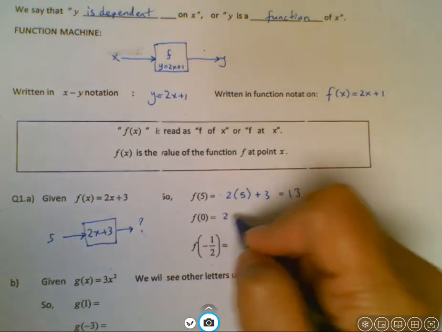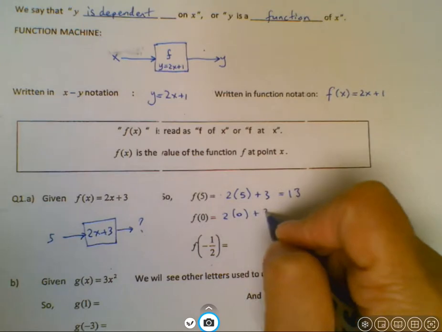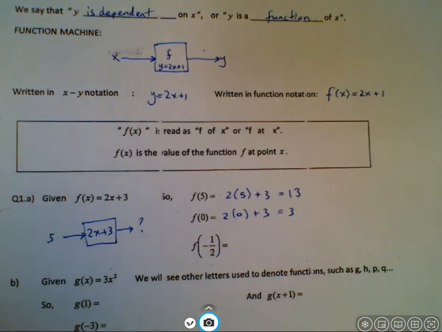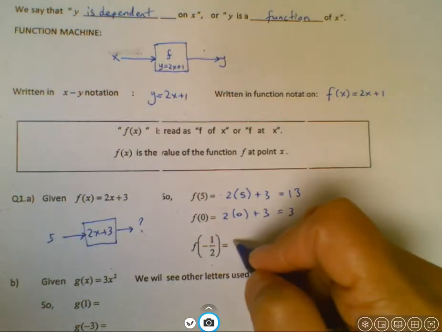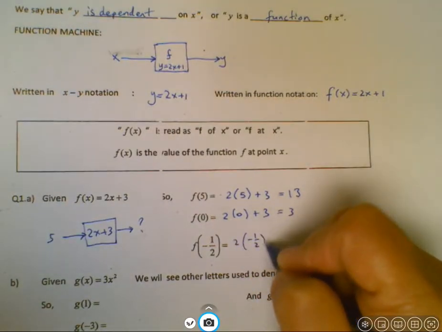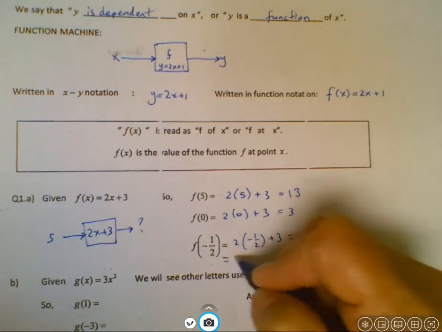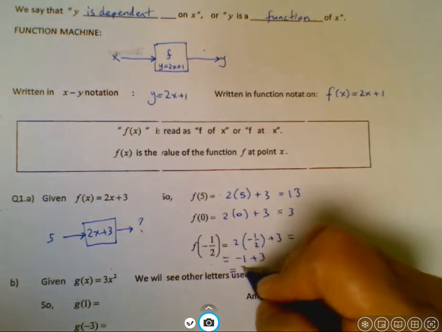What's f of 0? Well, that's going to be 2 times 0 plus 3, and that's 3. What's f of negative 1/2? Well, 2 times negative 1/2 plus 3, which is negative 1 plus 3, which is 2.